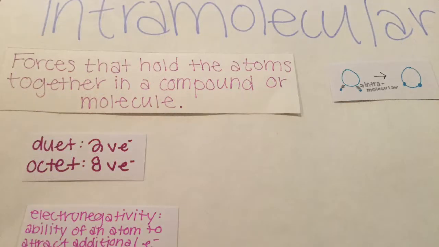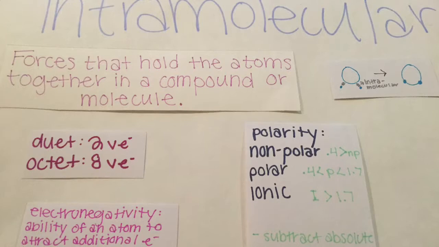The next thing is electronegativity, which is just the ability of an atom to attract additional electrons, and we use electronegativity to discover the polarity by taking each electronegativity of the atoms that you're bonding together. You take the absolute values of those and subtract them to discover the polarity, which will let you know what kind of bond the atoms are creating.